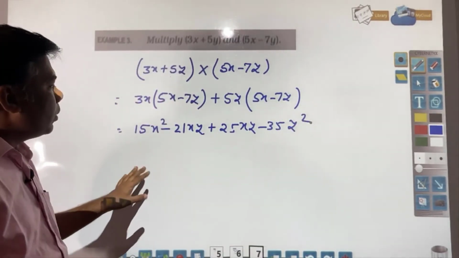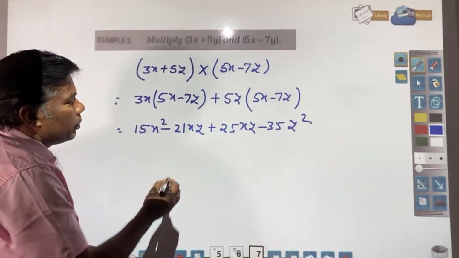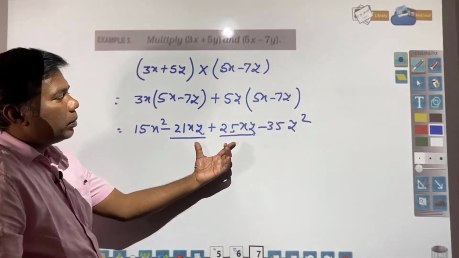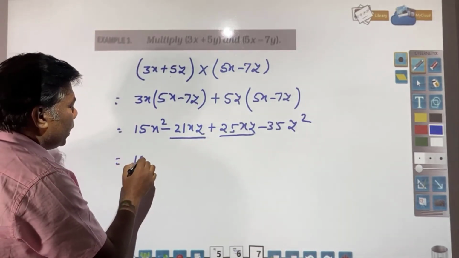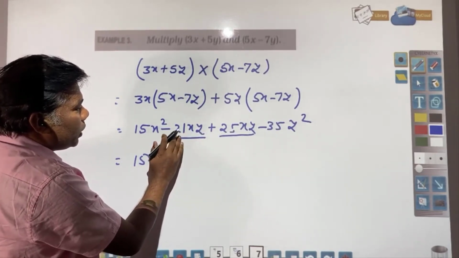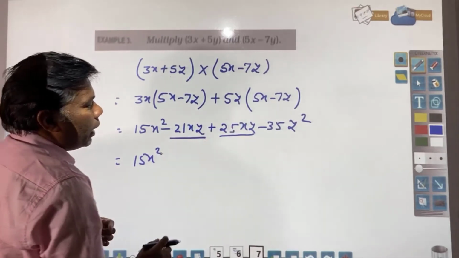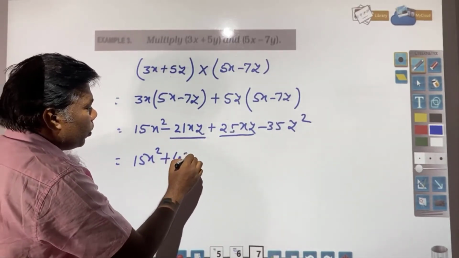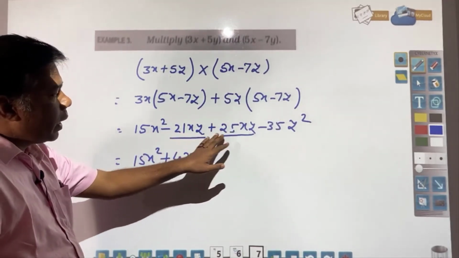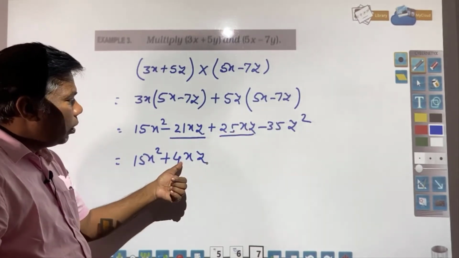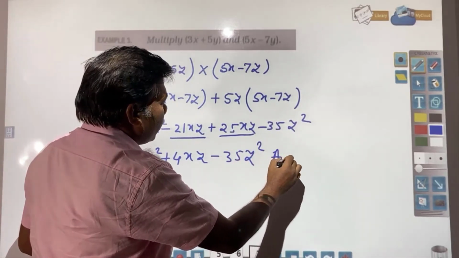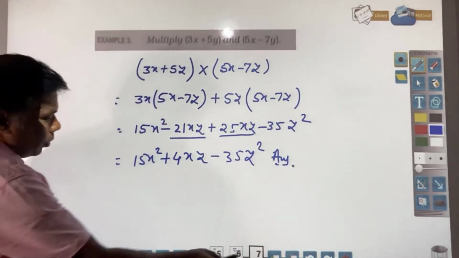Now if like terms or similar terms are there, here you see like terms xy and xy. These are the like terms. So what can be done? 15x square. Here you simplify this. Minus 21xy and plus 25xy will be plus 4xy. Minus 21xy has been added to 25xy, and you have got 4xy minus 35y square, and this will be your answer. In this way, this is required to be done.